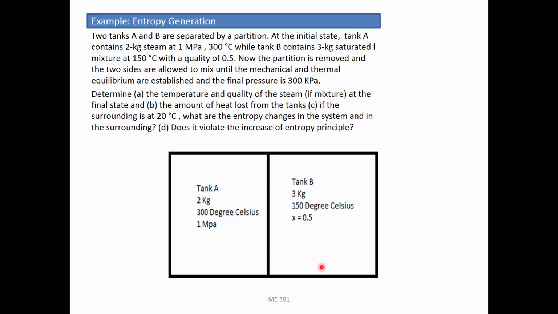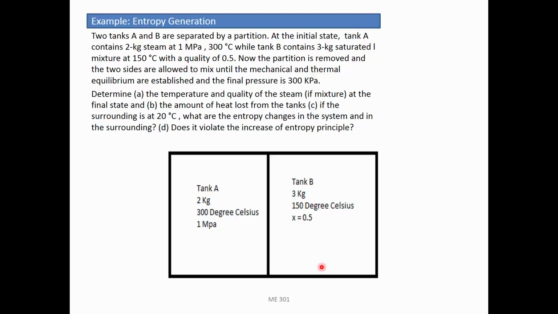Now the partition is removed, and the two sides are allowed to mix until the mechanical and thermal equilibrium are established, and the final pressure is 300 kilopascal. Determine A, the temperature and quality of the steam at the final state. B, the amount of heat loss from the tanks.